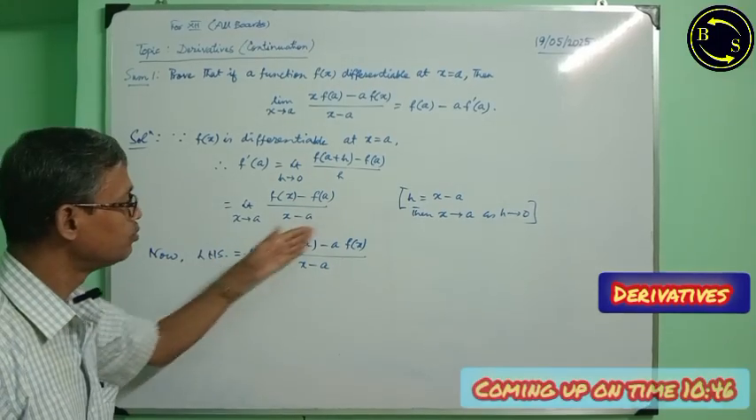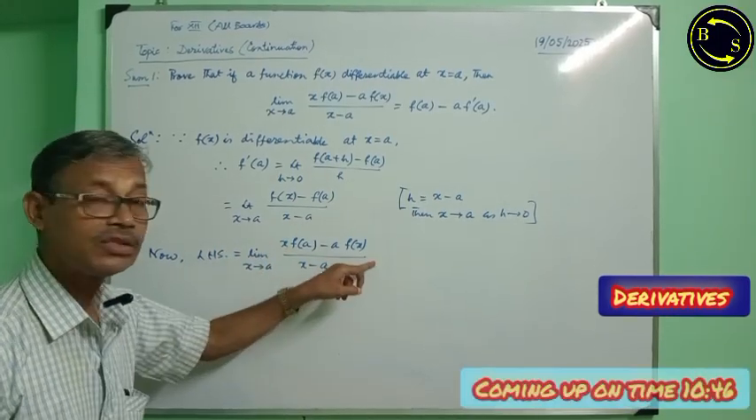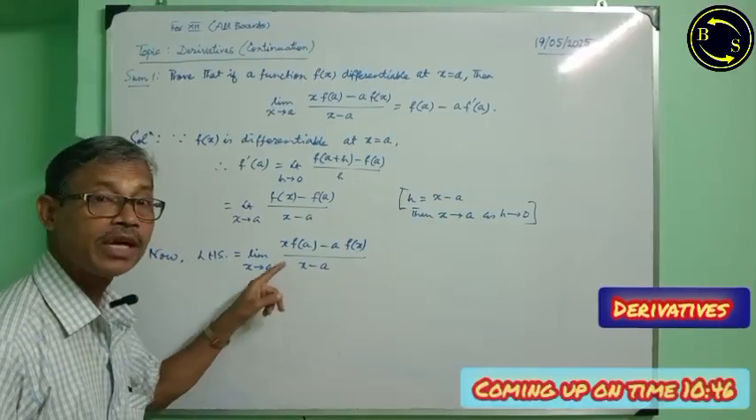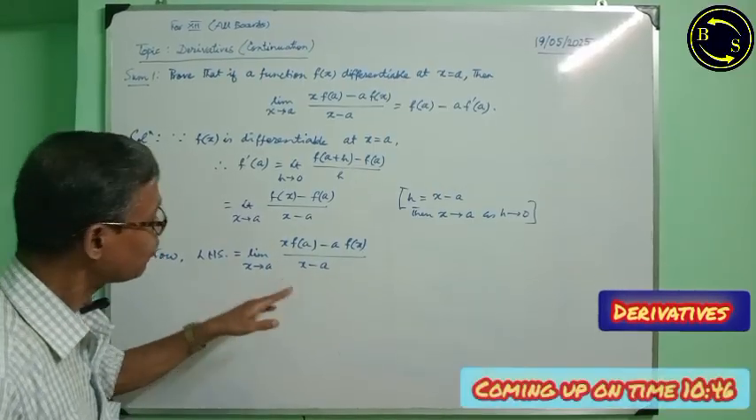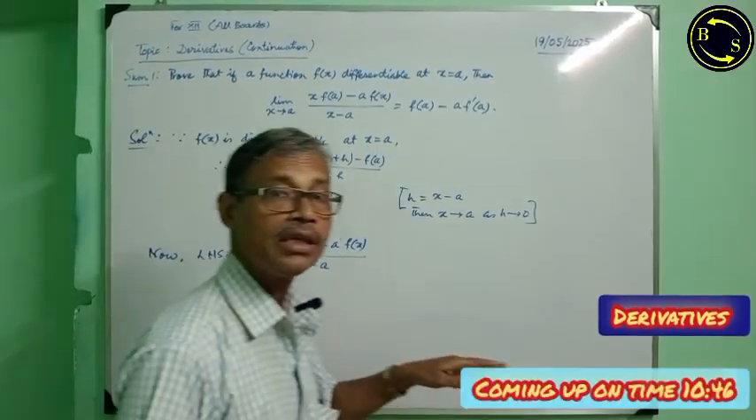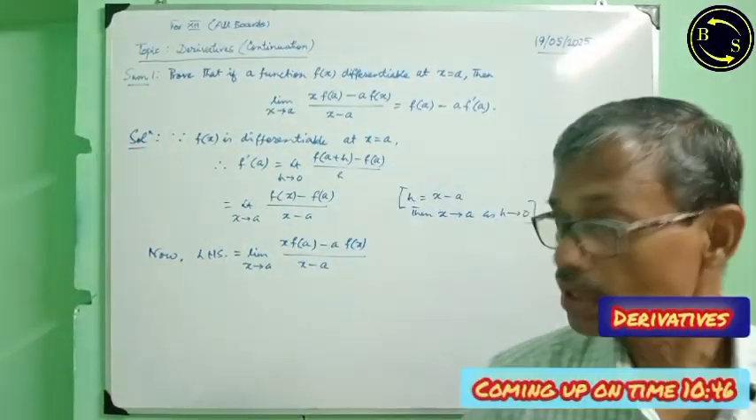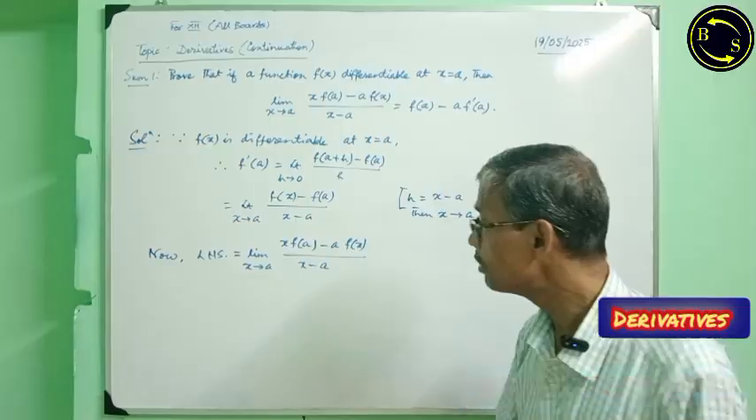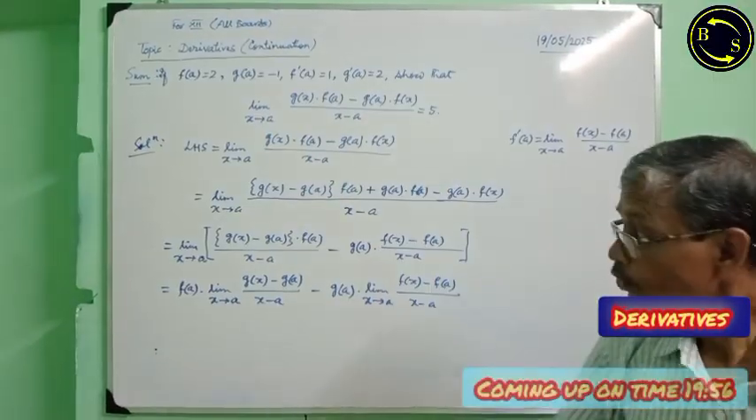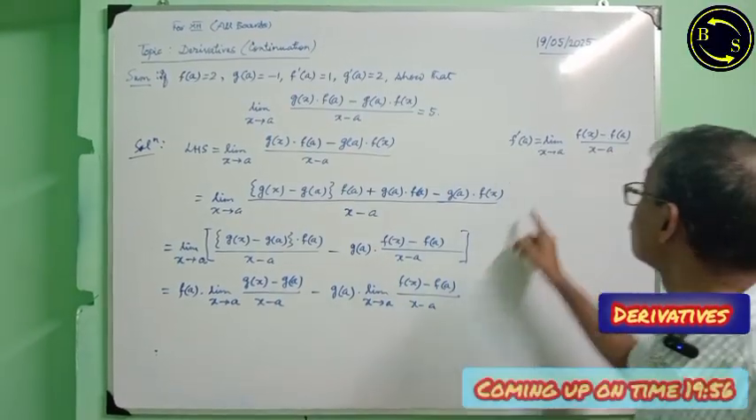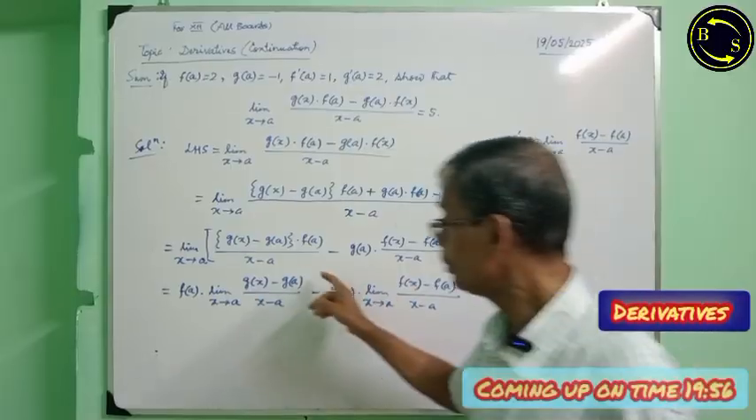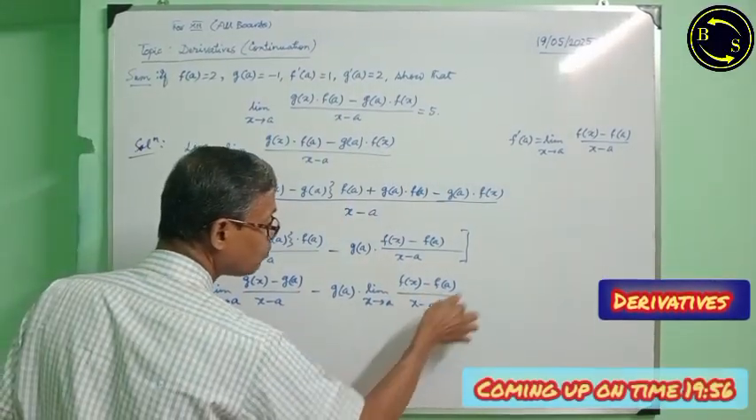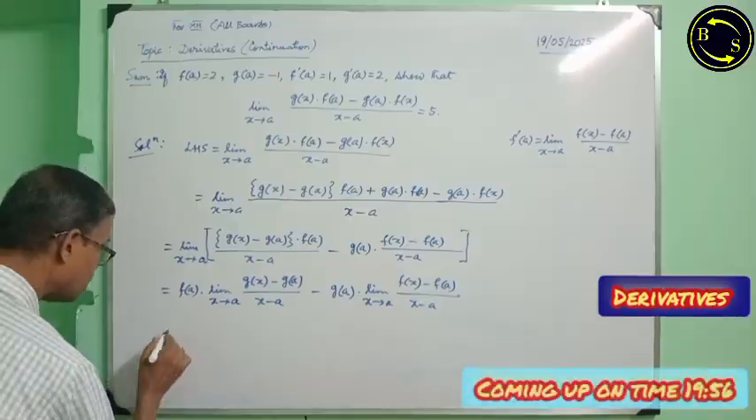Keeping this form, we now rearrange the numerator. Here the denominator is x minus a. Therefore, for applying the distributive law of division, I first arrange this. You note how I am arranging. Now in both the cases we are getting this form. This will be equal to g dash a and this will be equal to f dash a.